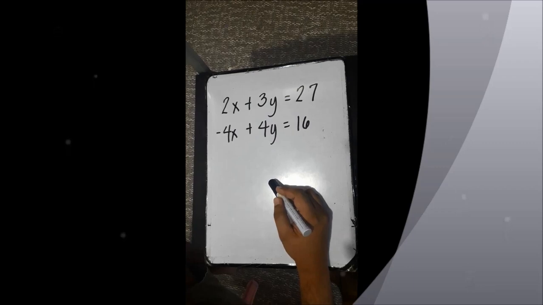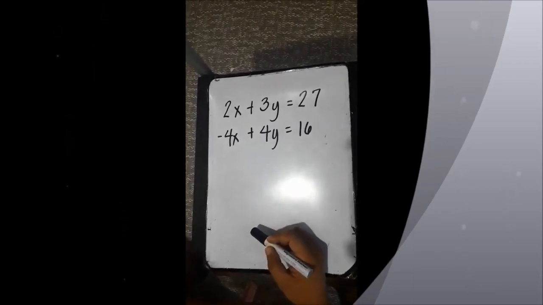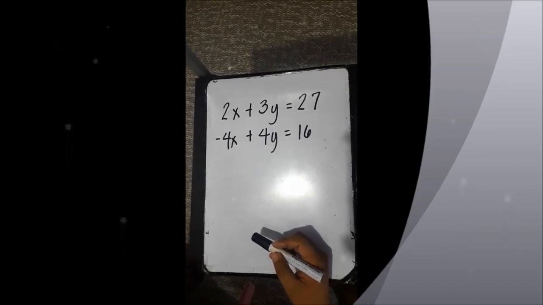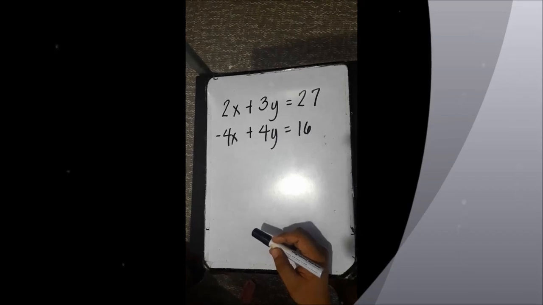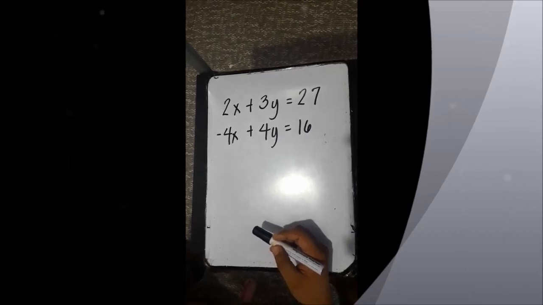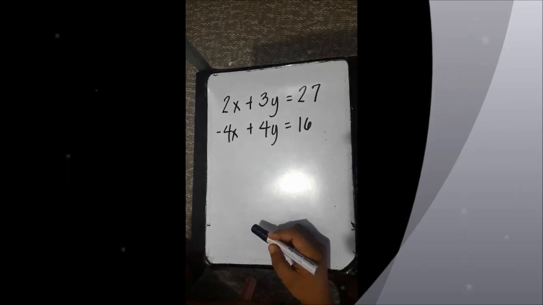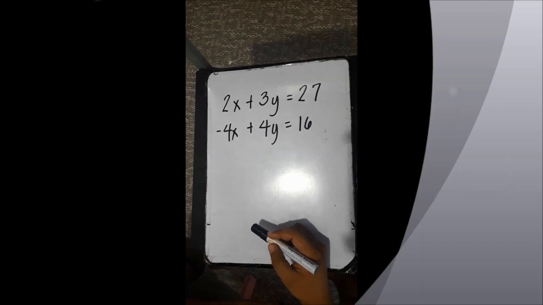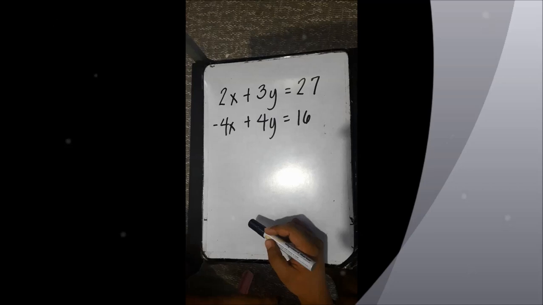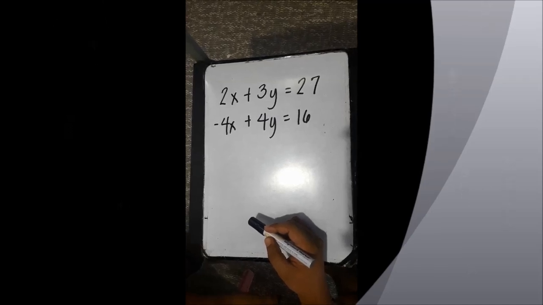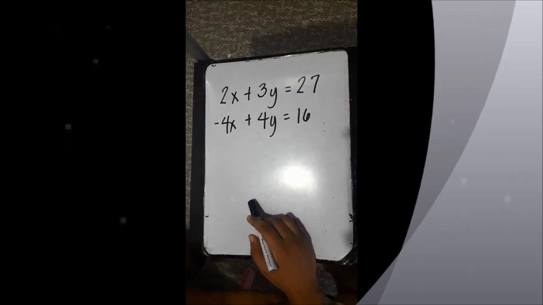So let's get started. I have here two equations. The first equation has 2x plus 3y equals 27. And our second equation is negative 4x plus 4y is equal to 16. Now, in the standard methods of solving this system of linear equations, there are, I think, three main ways. And these are the substitution, elimination, and the graphing method.